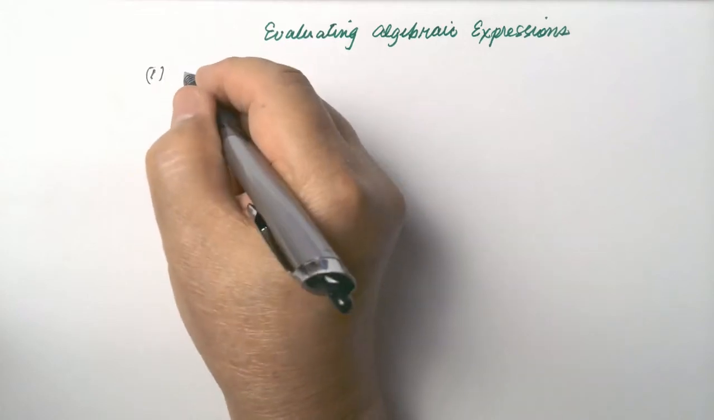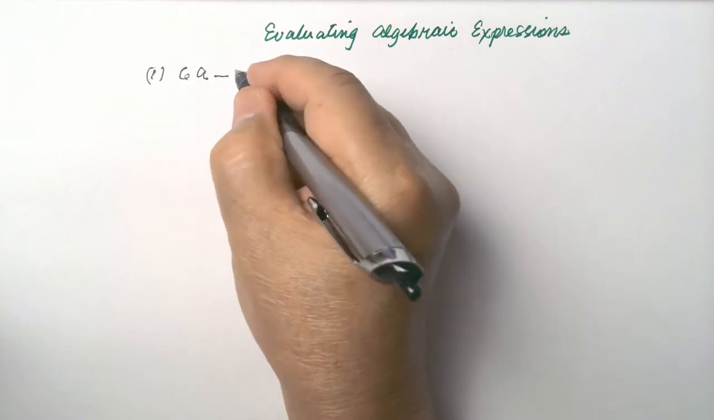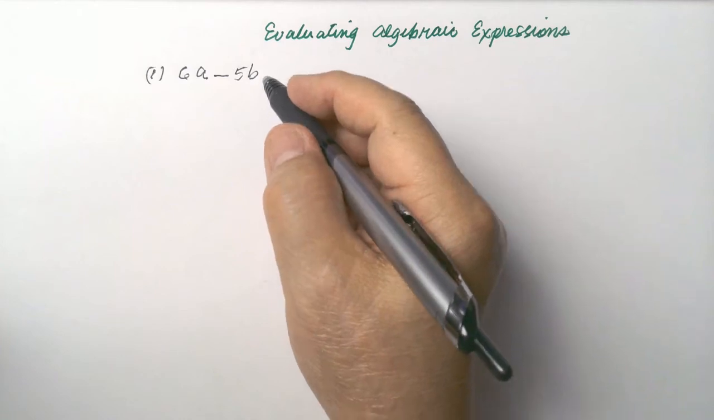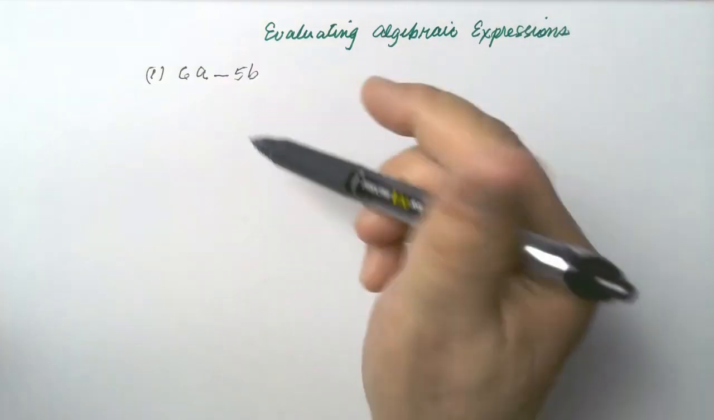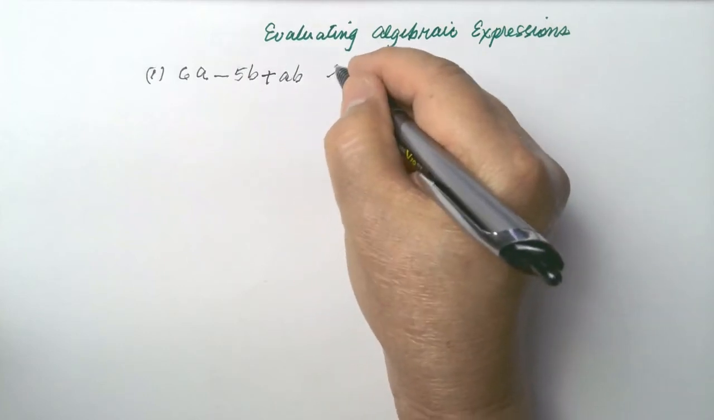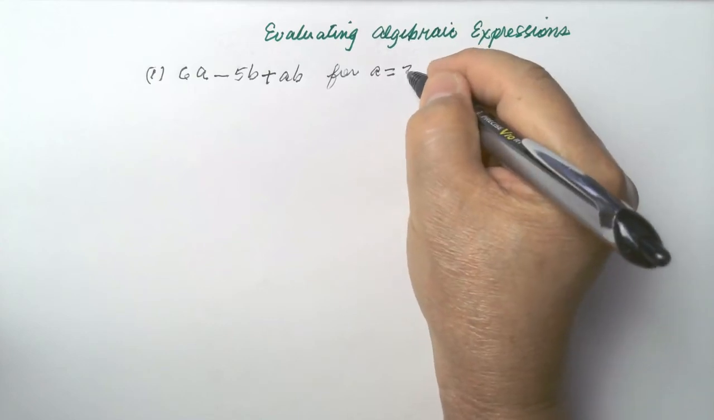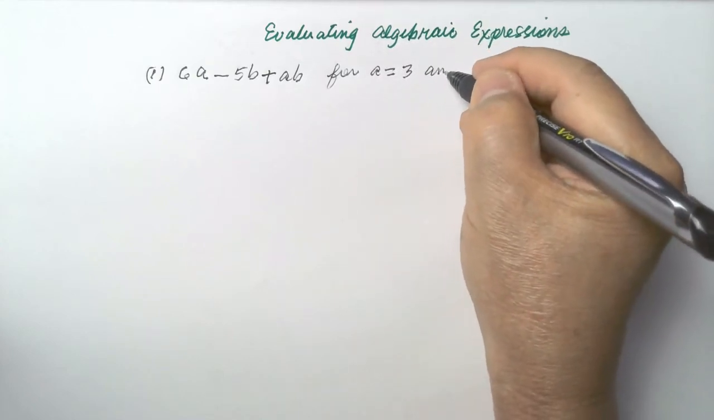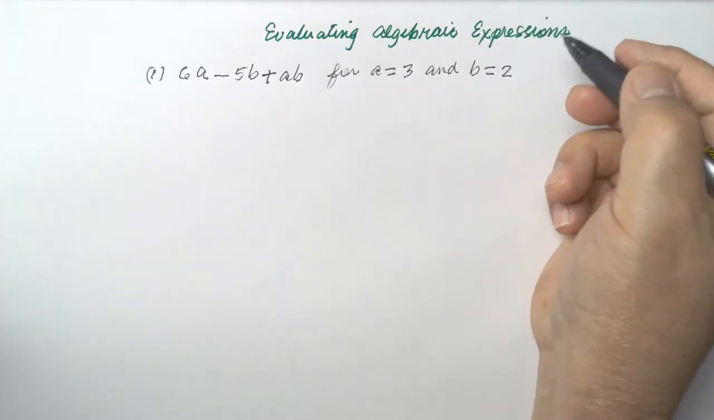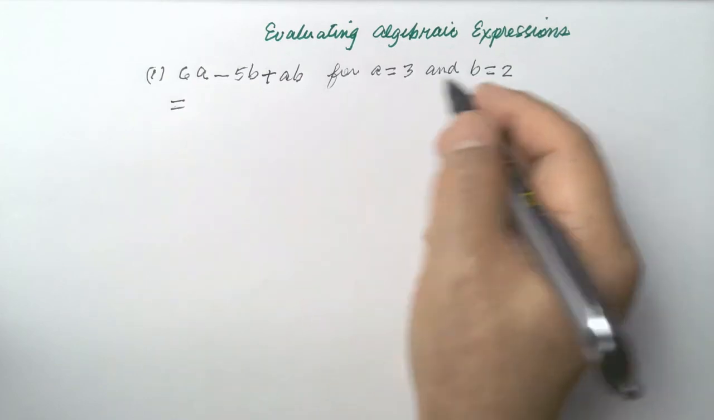Let's say we are asked to evaluate 6a minus 5b plus ab for a is 3 and b is 2. Just replace a by 3 and b by 2.